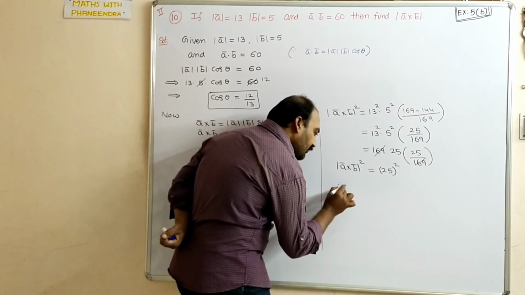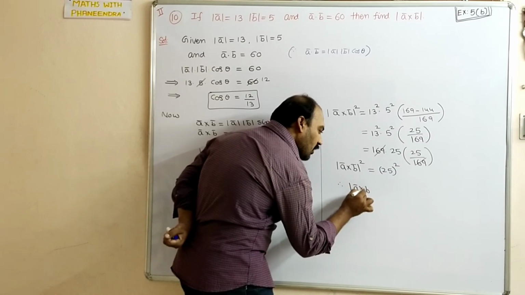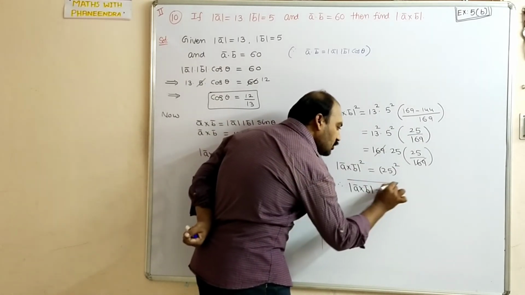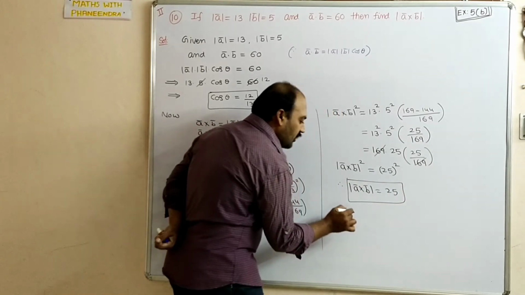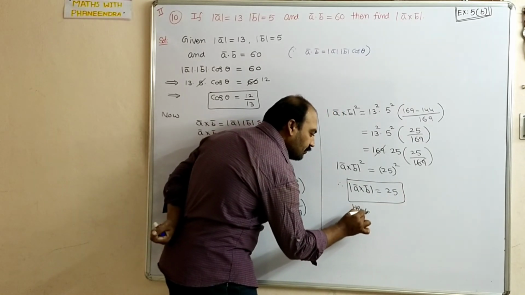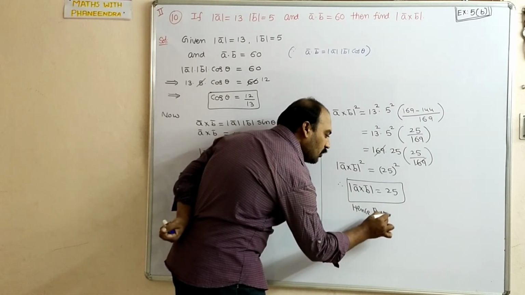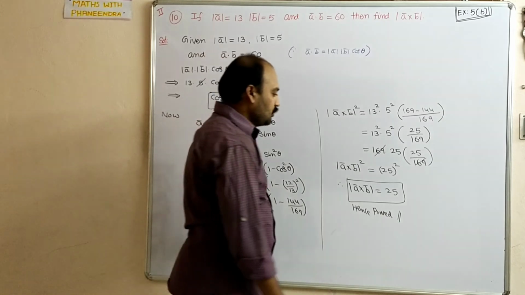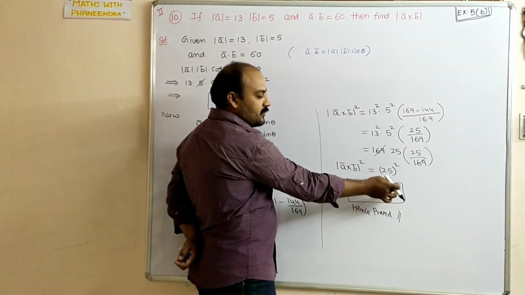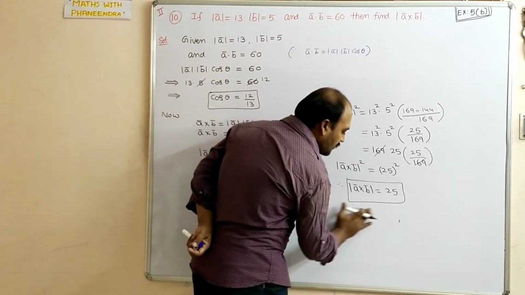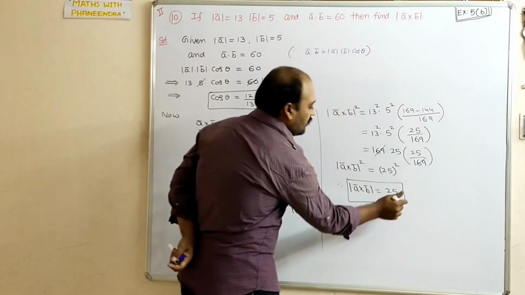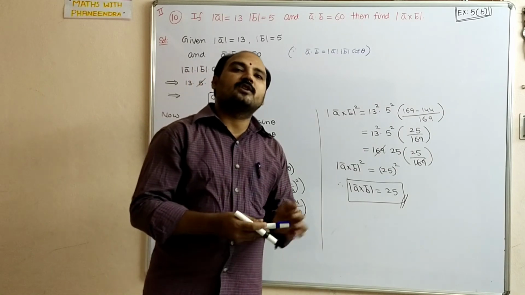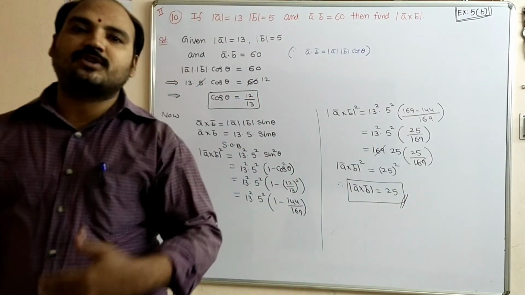So therefore, if you remove the squares on both sides, you will get the magnitude of a bar cross b bar equal to 25. Hence proved. They are asking to prove this result, no? We got it. They are asking to calculate only the magnitude of a bar cross b bar equal to 25. They are not asking to find any other value. So next question.